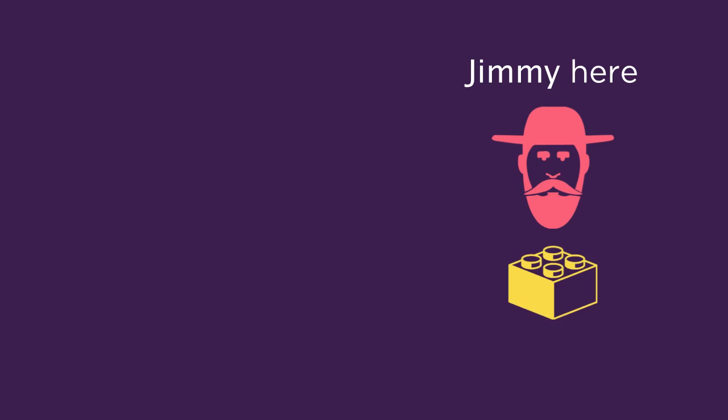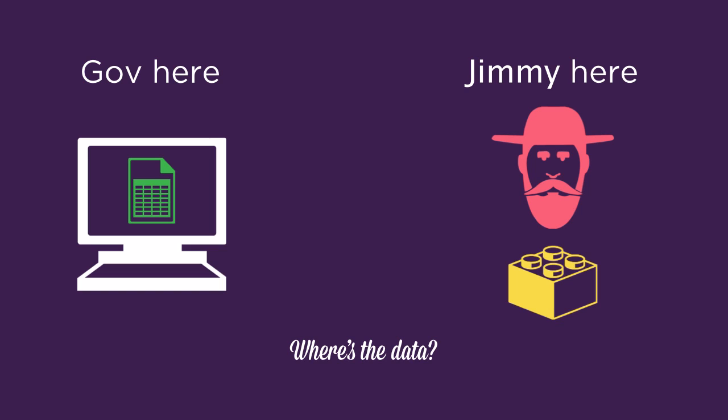Now we've identified the user need and the corresponding digital solution. In order to provide Jimmy with this calendar, we need to retrieve the city events information. Where does this data live? It lives on desktop spreadsheets scattered across city departments. So how do we get this data from the government desktop over here to Jimmy over here? We build a spreadsheet pipeline.